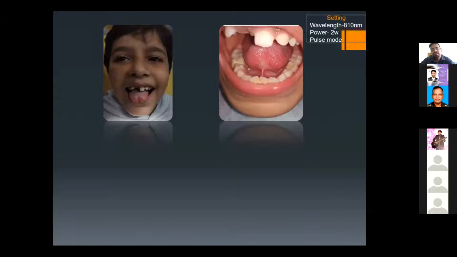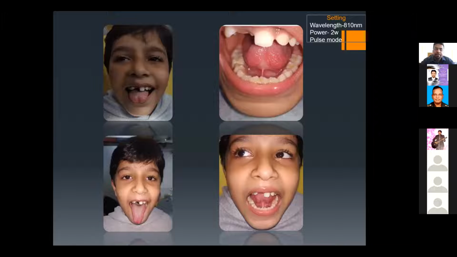You can see a proper bifidness of the tongue tip in this patient preoperatively, and this is an immediate post-operative photograph where we can see a proper protrusion of the tongue, and now the patient is able to touch the tongue to the palate, right?